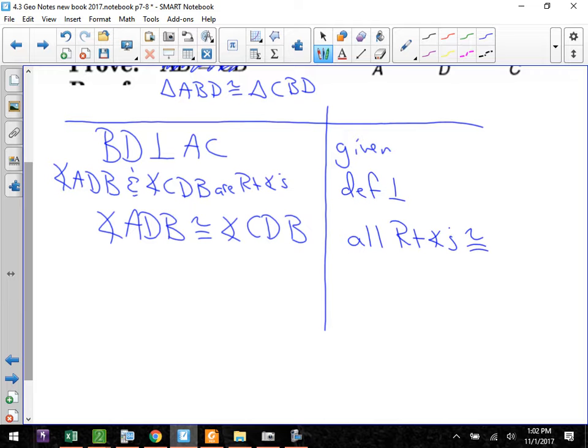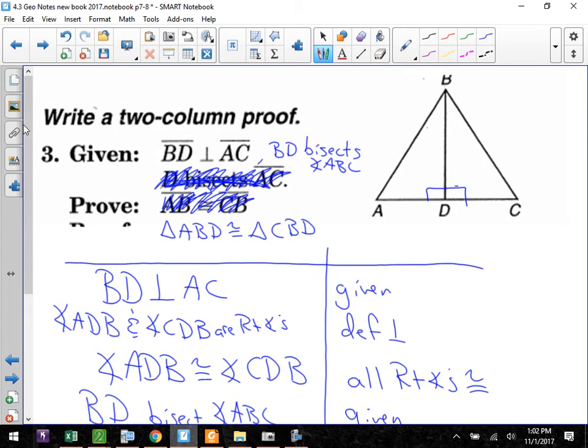Your next one said BD bisects ABC. Thank you. All right. Now, according to your sheet, what happens when you have an angle bisected? Angle congruent angle. Very good. So we have to look at the diagram to figure out what are the letters. Okay. It tells me that there's going to be two angles that are created because this cut this angle into two parts.